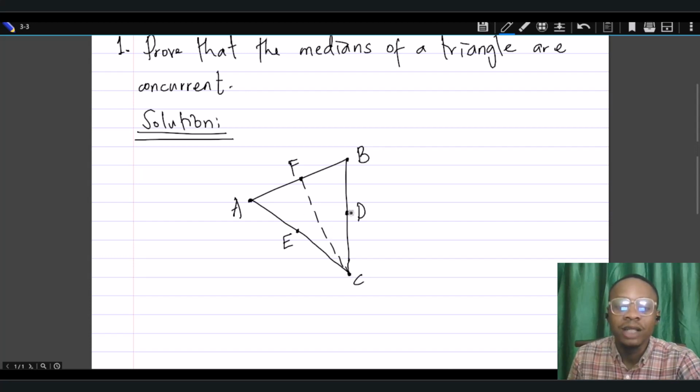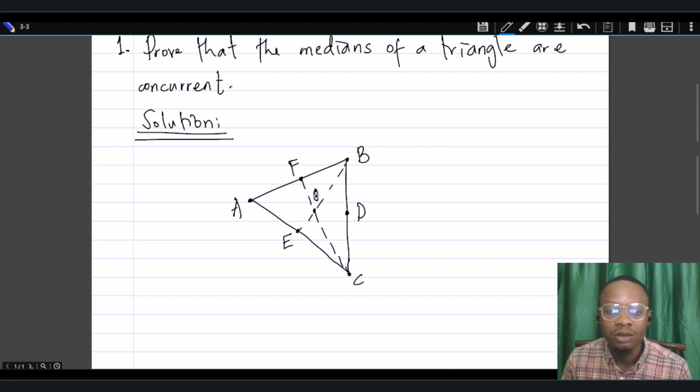And then we draw from point E to B, for instance. We know that definitely if we draw two lines passing this way, they will intersect. So this is their point of intersection. Let's call this point of intersection point Q, or whatever you want to call it.